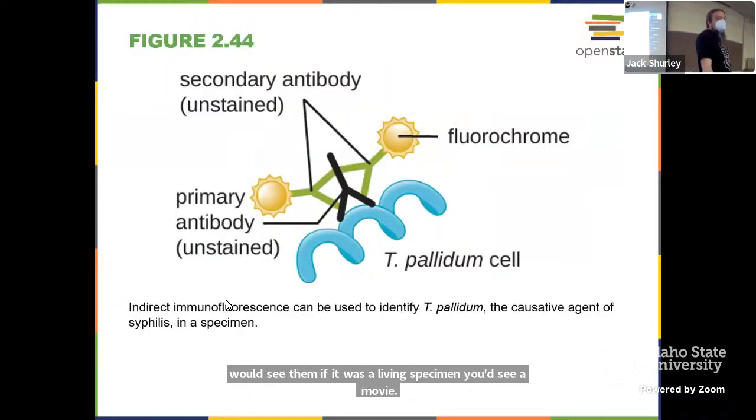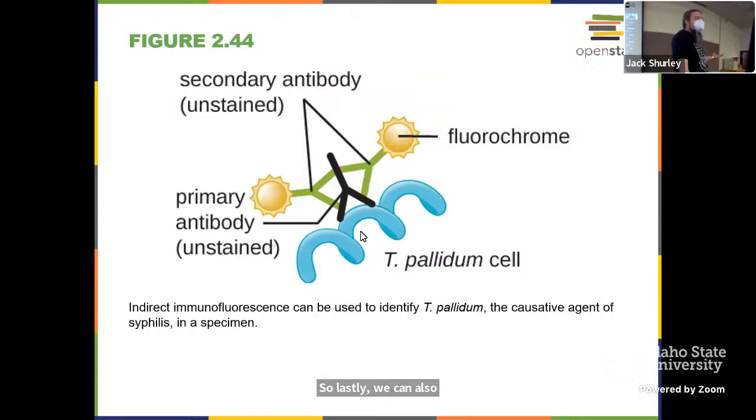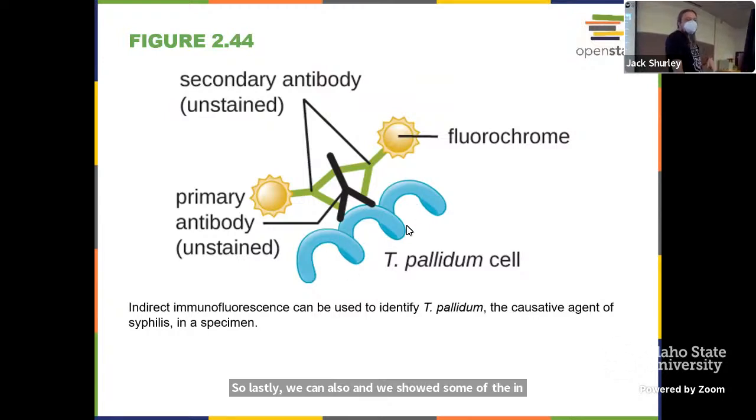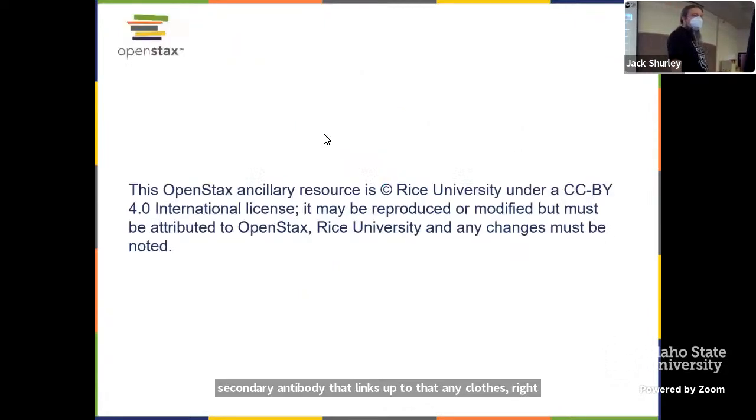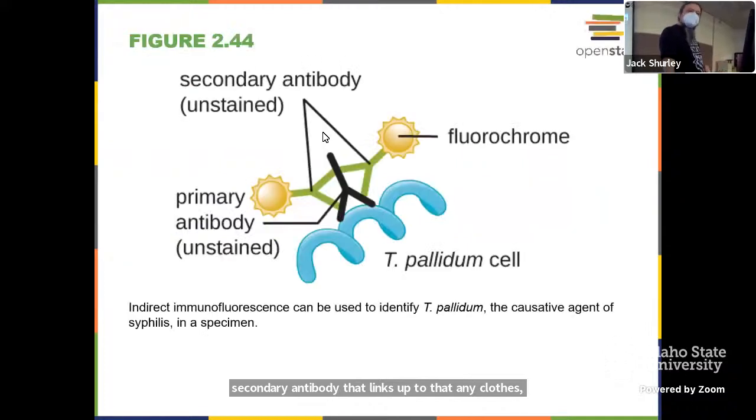So lastly, we showed some of the immunofluorescence before. With syphilis, we can detect with some immunofluorescence antibodies and then a secondary antibody that links up to that and it glows, right? And I will leave you with that.